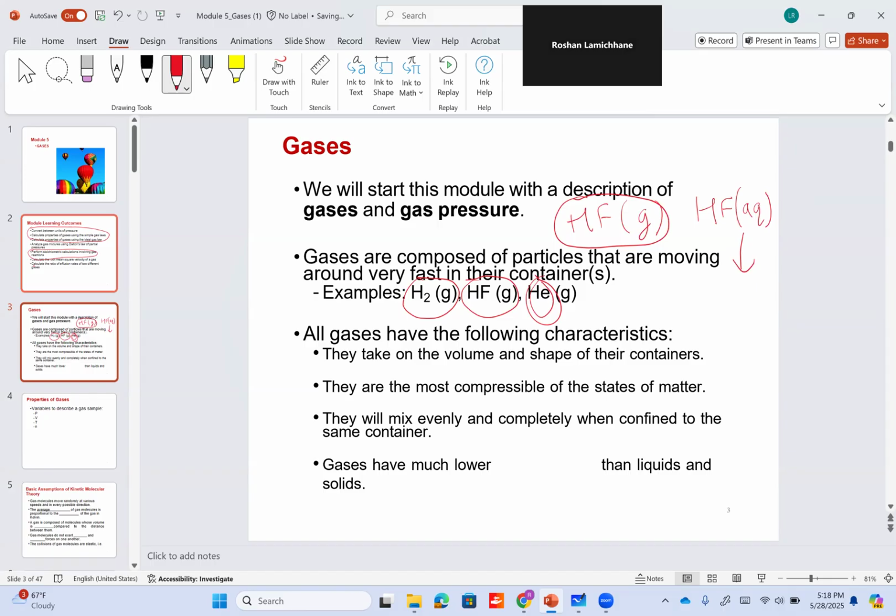Now, all of these gases have these characteristics. So you can just read through those. And the last bullet point that I wanted to look at is that gases, if you compare them with liquids and solids, have much lower densities. This is a concept I'm going to talk about a lot: how we can relate density to the PV = nRT ideal gas equation in a little bit.